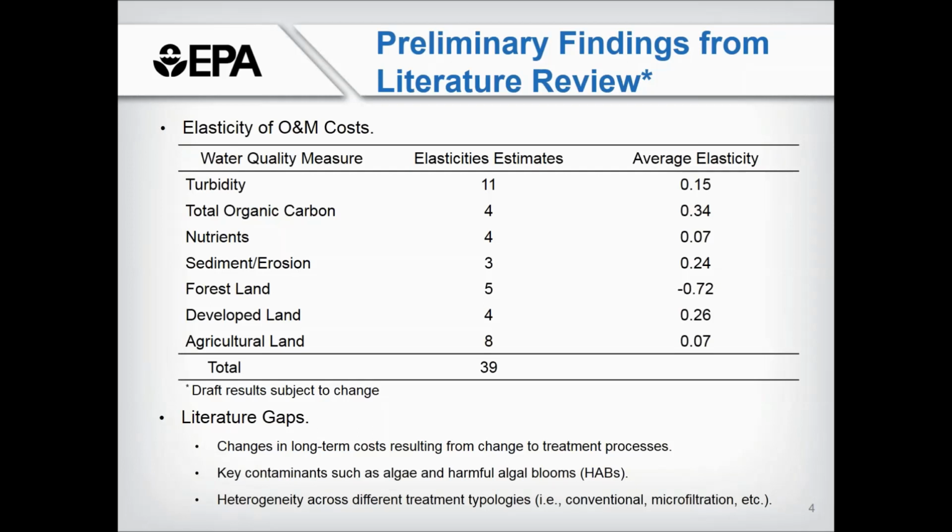So in addition to these findings, our review also revealed several notable gaps in the literature. There's little information on how water quality impacts long-term costs related to capital investment. Likewise, there's little information on how key contaminants such as algae affect costs, little information on how elasticities differ across treatment typologies, and no studies exclusively related to groundwater systems or small systems.